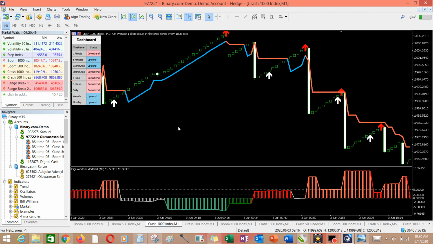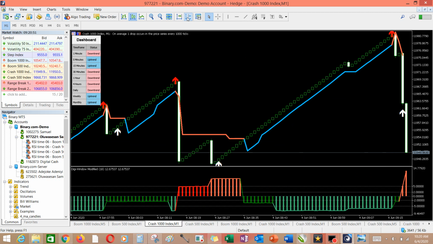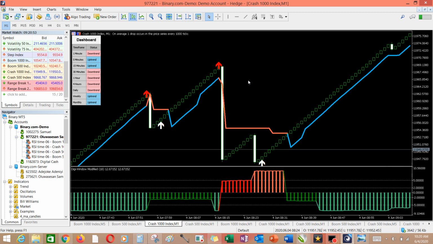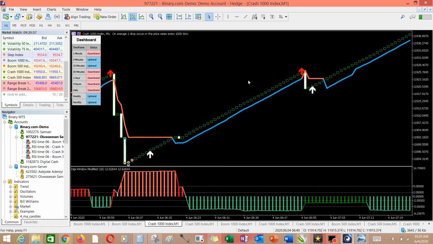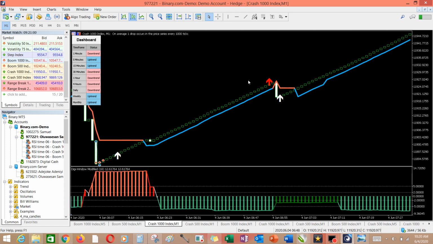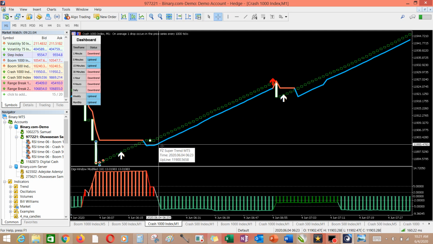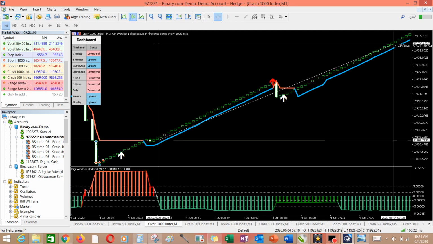Let's go to Crash 1000. Actually, Crash 1000 has been on an uptrend for a while. You can see the long trend. If you're having this indicator, I know you will have benefited from that. You can see the uptrend.